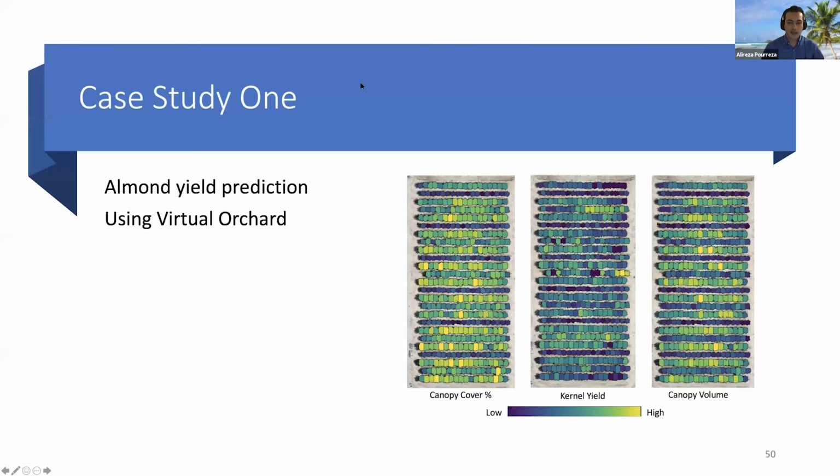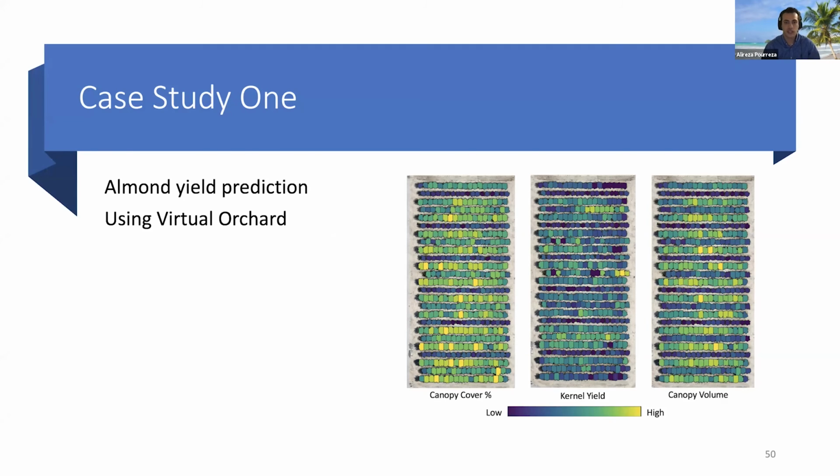So at this point, I'm going to talk about 2 case studies, and I'm going to go pretty fast because we don't have much time. In the first case study, we wanted to predict almond yield earlier in the season using the canopy geometry.